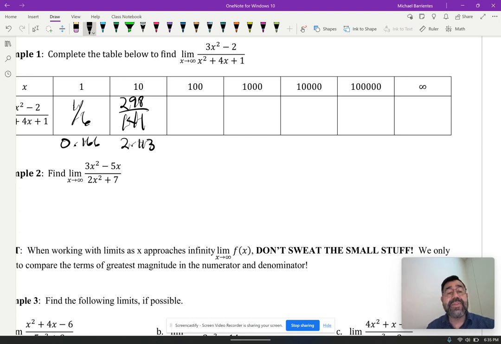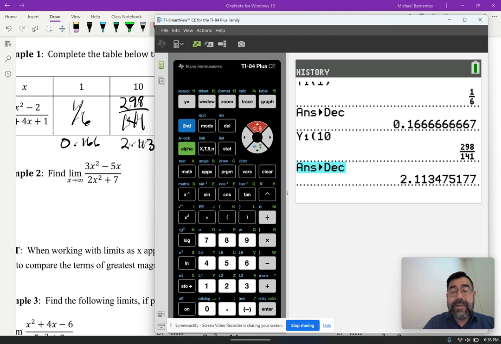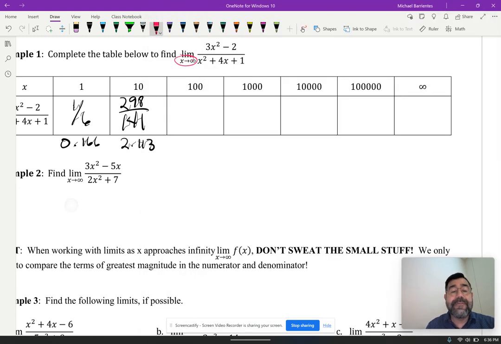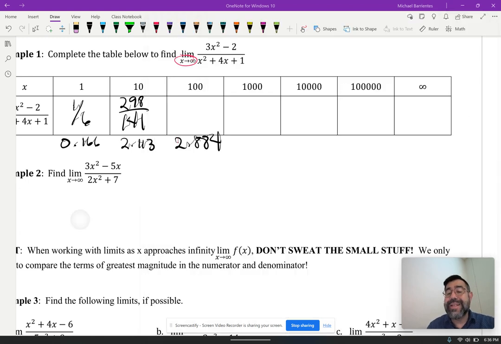What happens when I substitute 100? Why are we plugging in bigger and bigger numbers? Because here my x is getting larger and larger, and I want to see what's going on with this function. So we plug in 100. I'm going to go a little bit faster here. I'm just going to put in a 0 and I get 2.884. It didn't give me a fraction. Then the next one is 1,000, so I'm going to add another 0: 2.988.